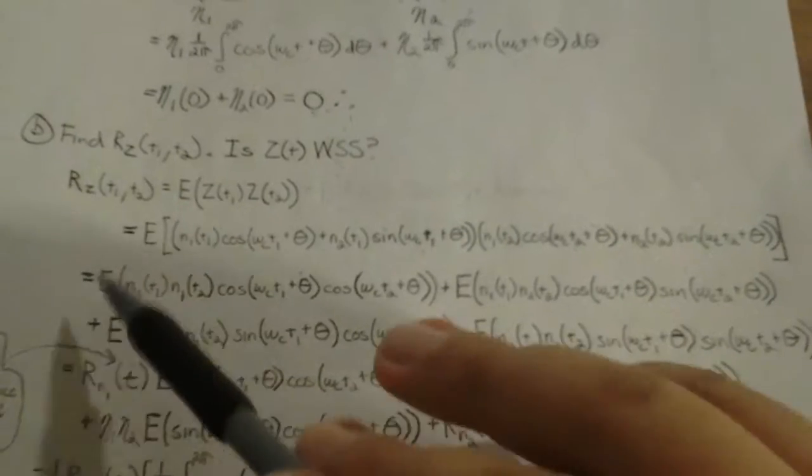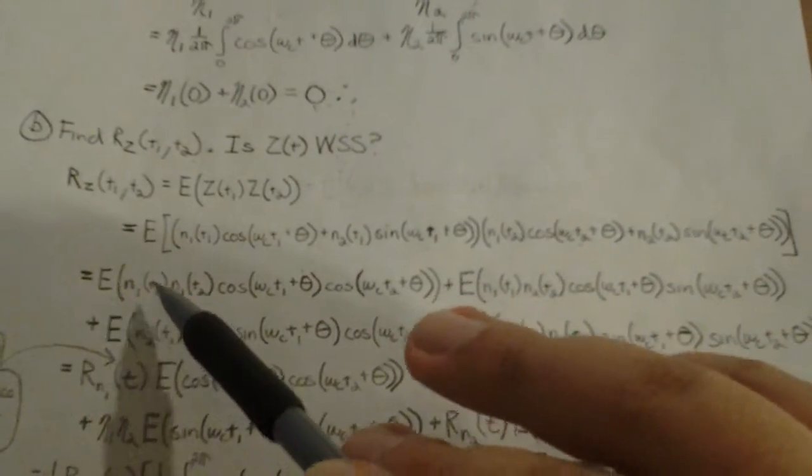This times this ends up being that right there. Similarly, this times that ends up being this. This times this ends up being that. And this times this ends up being that. So what we do is some basic arithmetic.